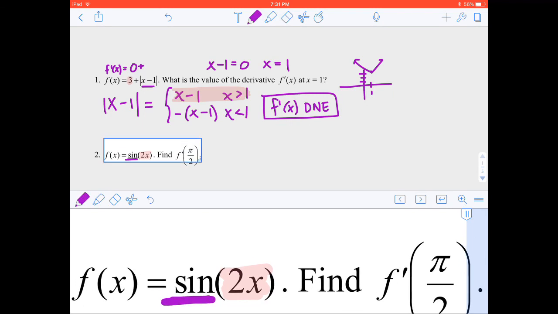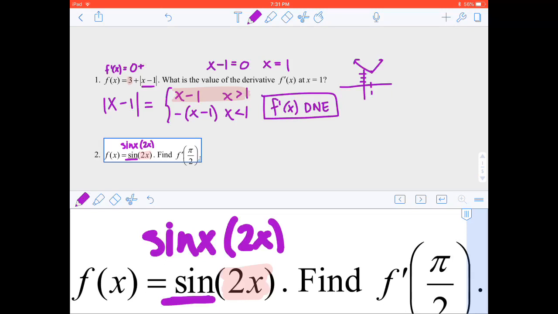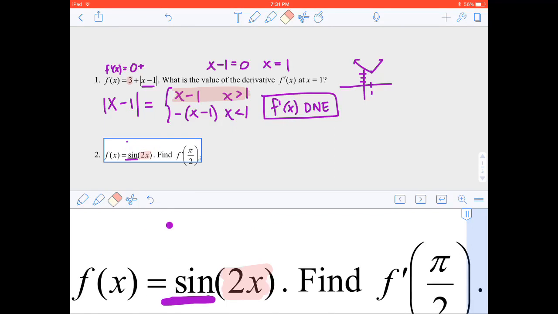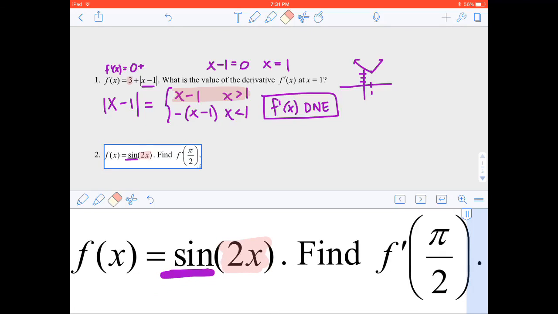Now if this was written as sine x times 2x like that, these would be multiplied together, so that would be product rule. But because there's no x there, that means that it has to be a chain rule. 2x is plugged into it.